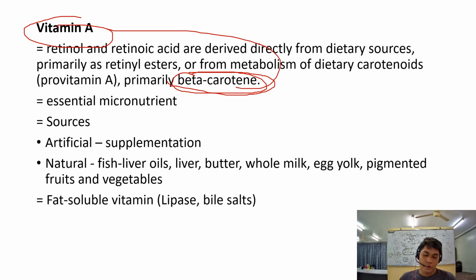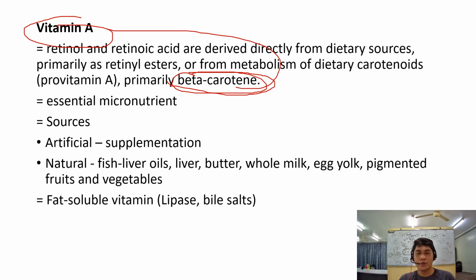Regarding vitamin A, it is important for the health of your rods, the rods in your eyes. Rods are responsible for night vision. That's why people with vitamin A deficiency will experience night blindness, because the rods are dependent on vitamin A. The health of your rods is dependent on the presence or levels of vitamin A.